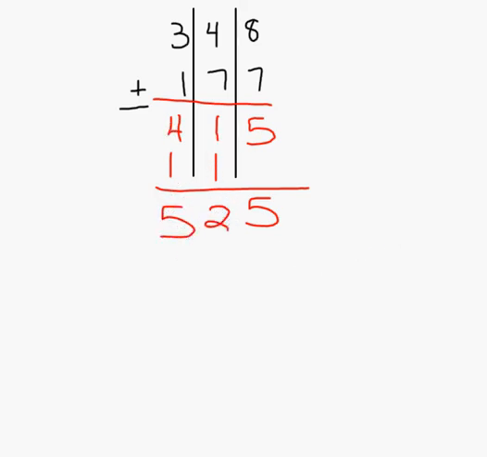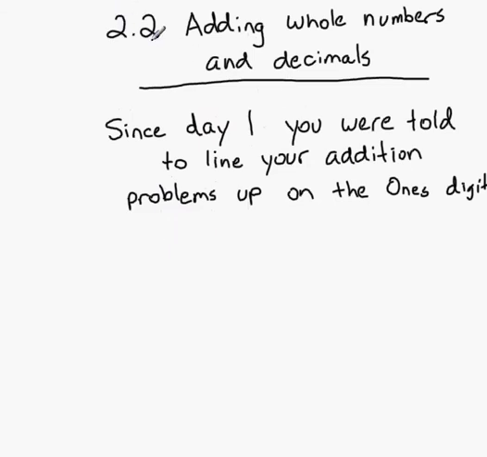Okay, now, one of the parts to 2.2 is adding whole numbers and decimals. Now here's the problem. Since day one, when you first walked into kindergarten or first grade or second grade when you learned addition, you were told to line your addition problems up by the ones digit. In other words, you took your single digits and you lined them up.